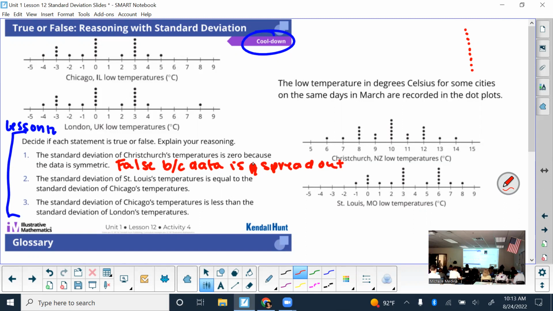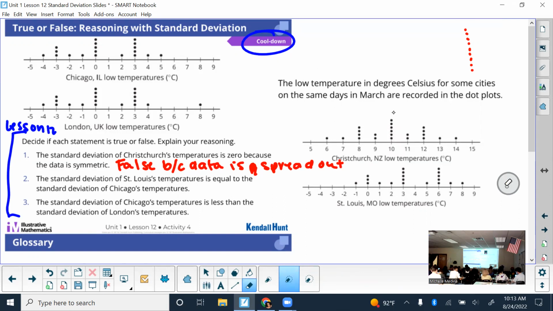Someone earlier said because the data is not symmetric. Is the data symmetric? Is it a mirror image on both sides? Yes, so it is. It's still false, but it's because the data is spread out.